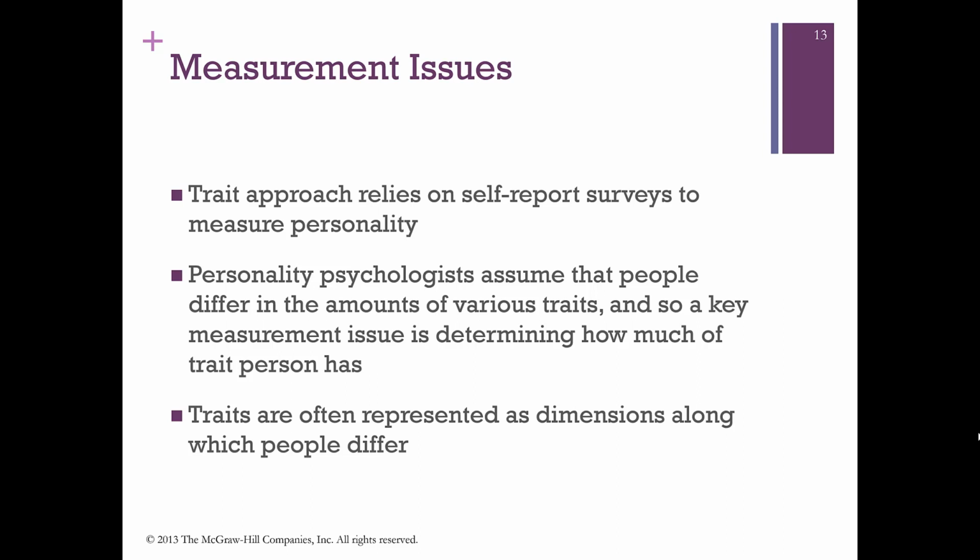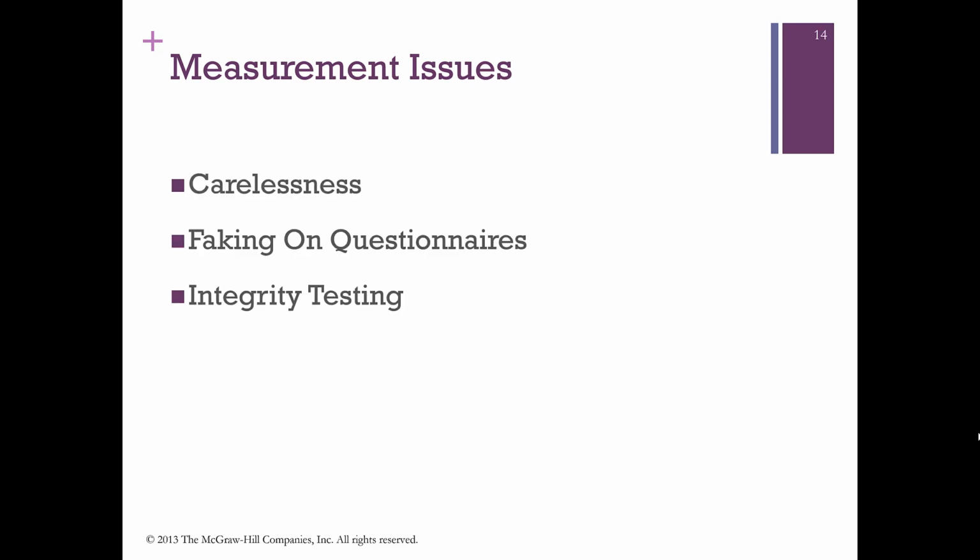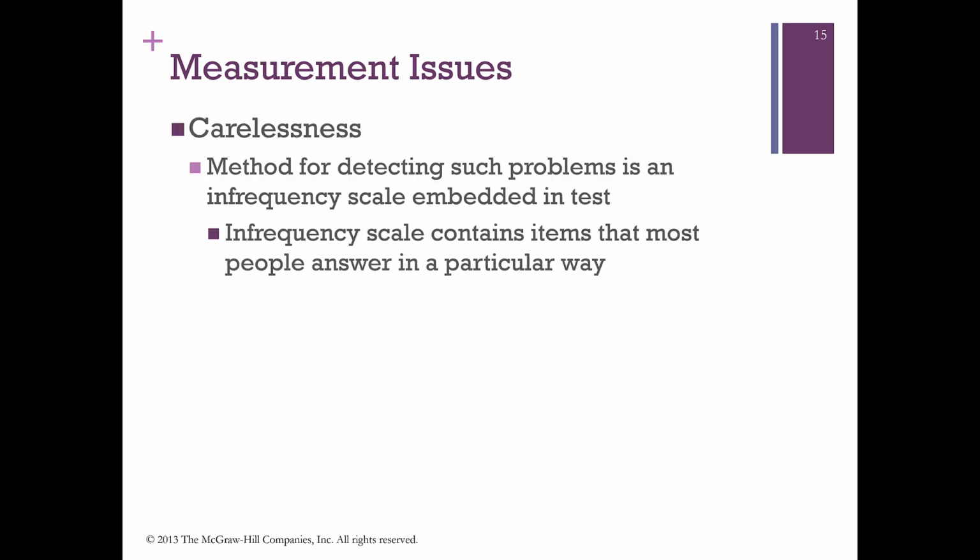Another key issue for personality psychologists is being able to determine how much of a trait a person has. It helps to think of traits as dimensions along which people differ. The 3 measurement issues we will focus on are carelessness, faking on questionnaires, and integrity testing. The first key measurement issue is carelessness.